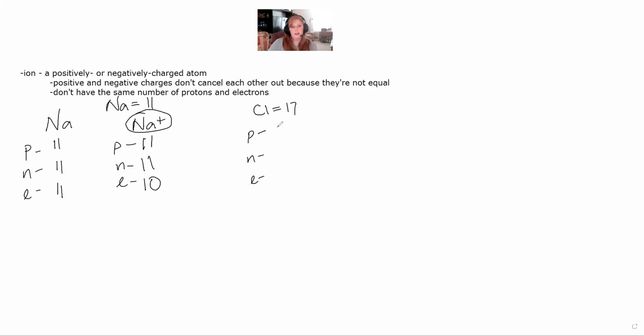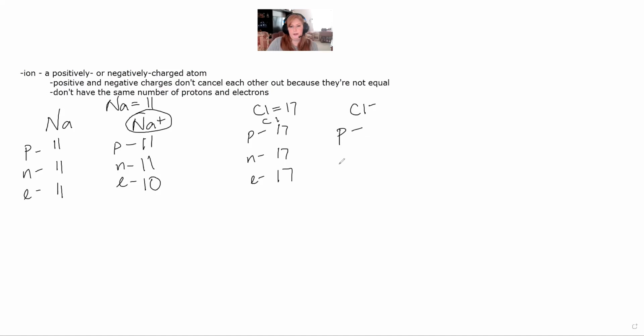Protons, we have 17, right? Neutrons, 17. What about electrons? This is a standard atom, so we have 17. Well, chlorine, unlike sodium, becomes a negative ion. Okay, so this is just Cl. Cl minus, or a negative ion.